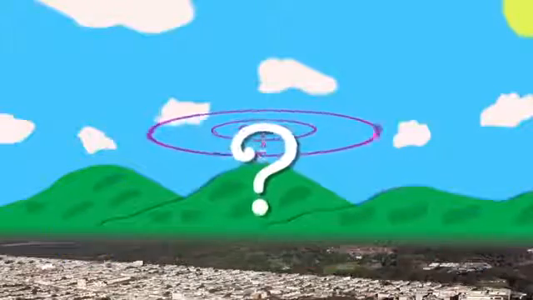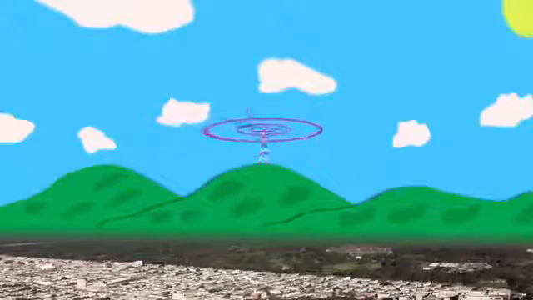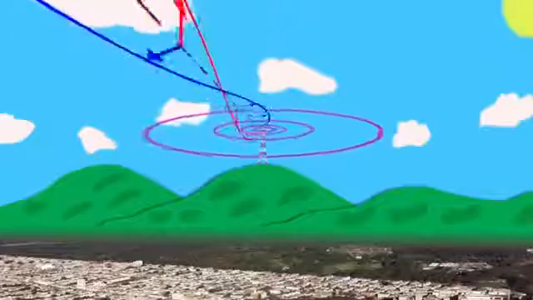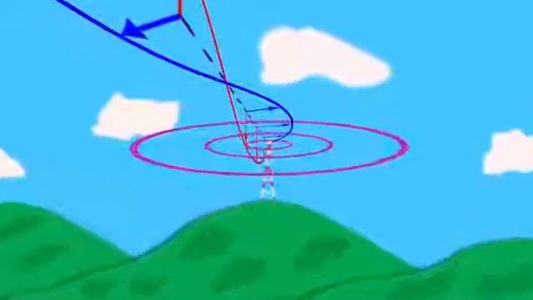But what is RF, and how does it work? Radio frequency signals are made up of electric and magnetic waves. Thus, they are referred to as electromagnetic waves. The two waves, or fields, vary in intensity over time, forming two separate but related waves that are perpendicular, or at right angles, to each other.